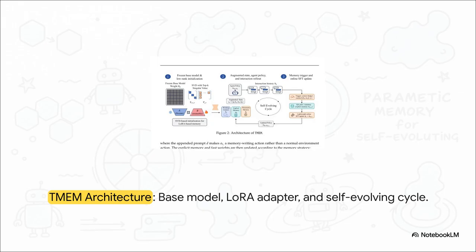During a rollout, the agent keeps its working context and explicit memory going, just like normal. But the real magic is that it also maintains this fast parametric memory inside those LoRA weights. When the context budget maxes out, the agent shifts into a memory writing mode.